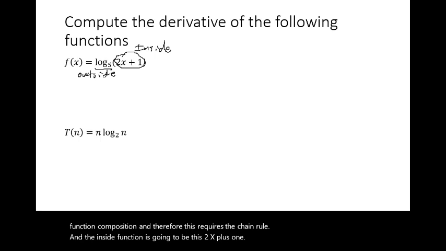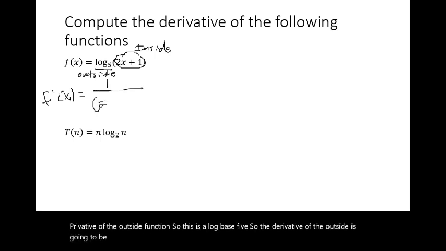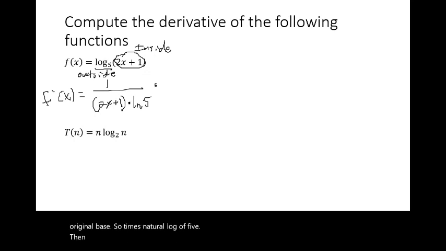So we are going to start with the derivative of the outside function. So this is a log base 5. So the derivative of the outside is going to be 1 over the inside left alone, with parentheses around it, times natural log of the original base, so times natural log of 5. Then we're going to multiply it by the derivative of the inside. Derivative of 2x plus 1 is 2.